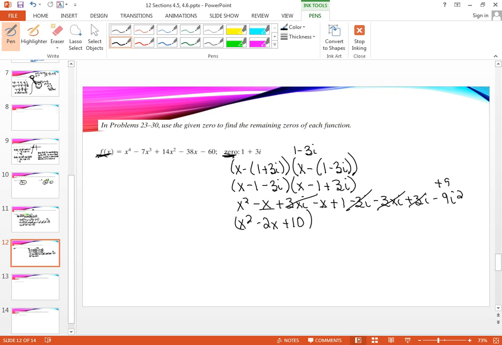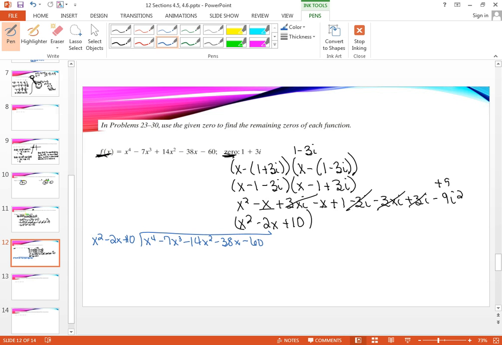Now, I have to do this by long division, okay? So, let's see. I'm going to divide x squared minus 2x plus 10 into x to the fourth minus 7x to the third plus 14x squared minus 38x minus 60. Now, it would have been nice if I could have done synthetic division, but I can't with this, but at least I'm guaranteed that the remainder is supposed to be 0, so this should go fairly easy.